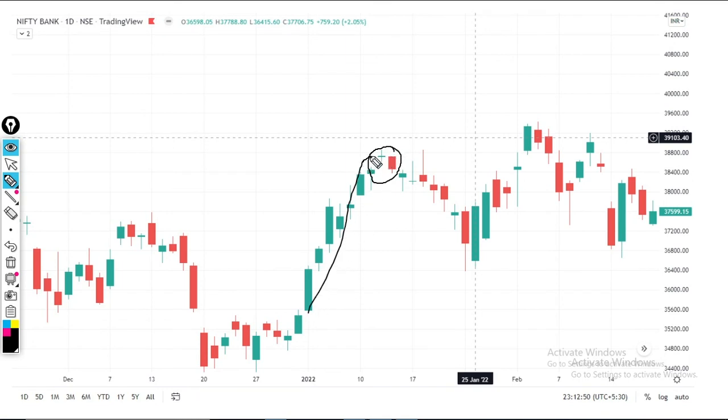After an uptrend, when the bulls have exhausted, they are forming small candles. The bodies of the candles are very small. We will enter as soon as the low of this candle is broken, and our stop loss should be at the high of this candle. We can see a good downside momentum after the formation of an evening star candle.